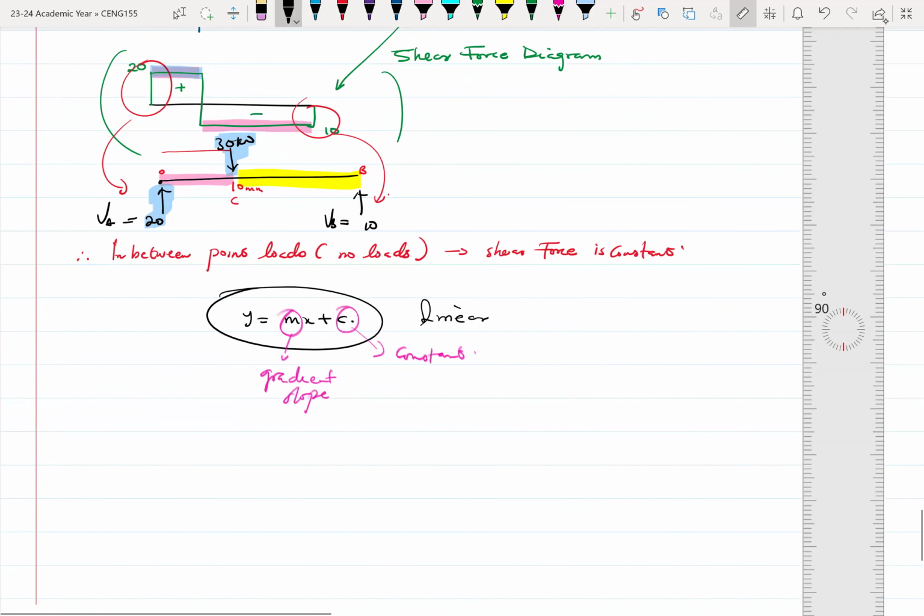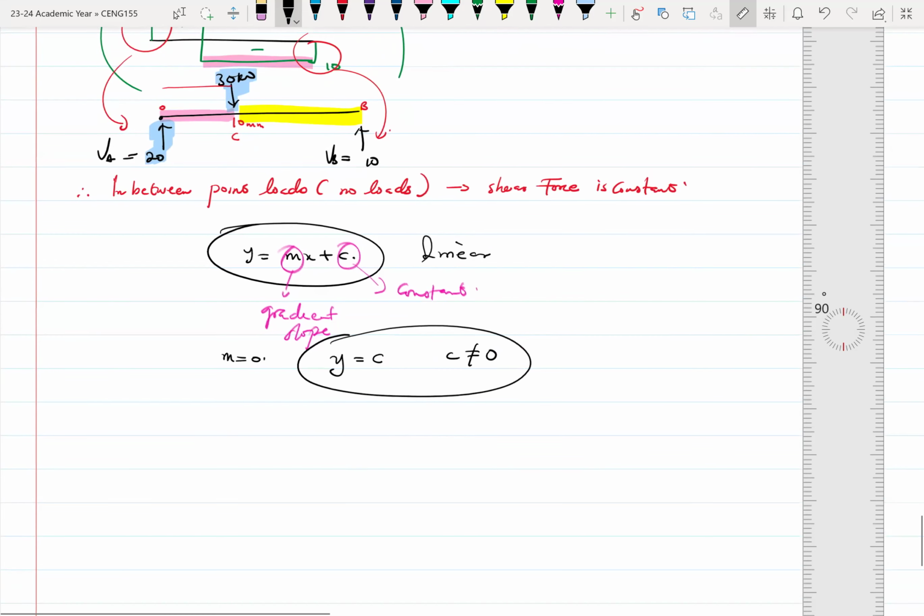So in the case where the gradient of your line is 0, then your line is simply y equals c, assuming that c is not equal to 0. Usually for such a line where the gradient is 0, this is how we draw it. Let me draw with the red. So this is a line where y is equal to c.